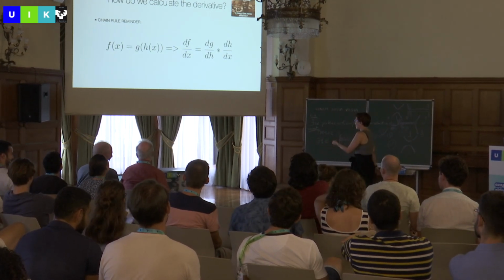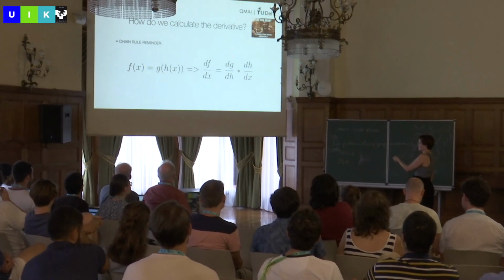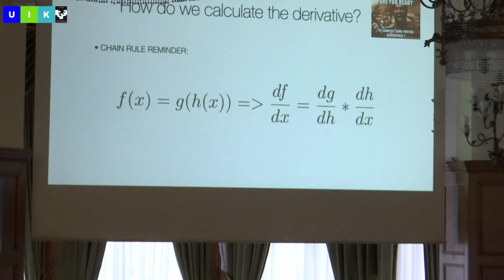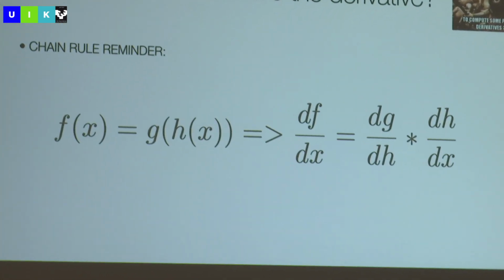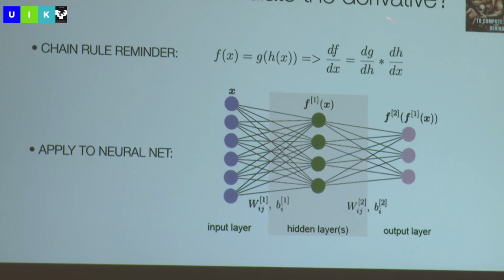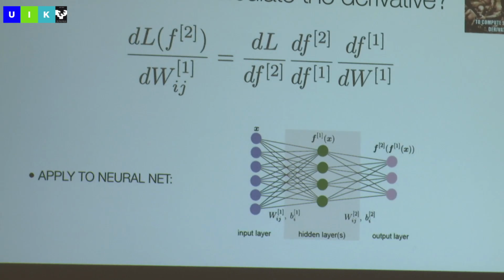Okay, but yes, exactly like that, right? So you first calculate the derivative with respect to the outer function, and then you multiply it with the derivative of the inner one with respect to the variable, and so on. And this is really what you need to do when you are training a neural network: you start at the end and then you propagate the errors backwards.